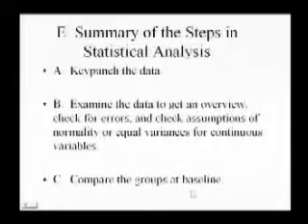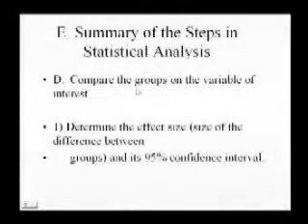And then you compare the groups at baseline if you have that baseline data. Compare the groups on the variable of interest. And we saw the different approaches to this. Obviously, this isn't accommodating all of them, but we can see what we mean here. We determine the effect size, the size of the difference between the groups, and its 95% confidence interval.